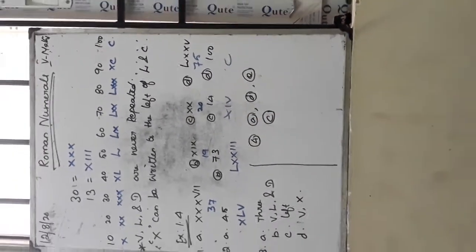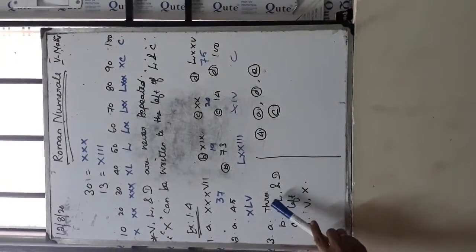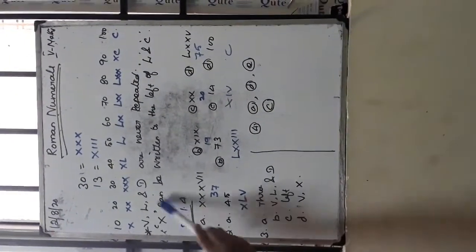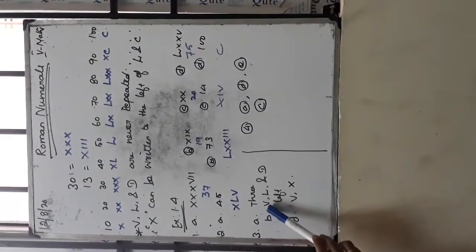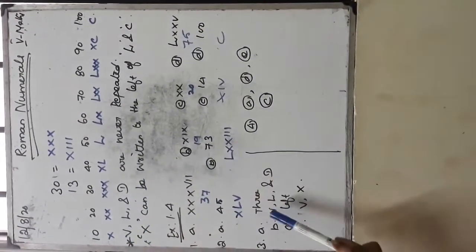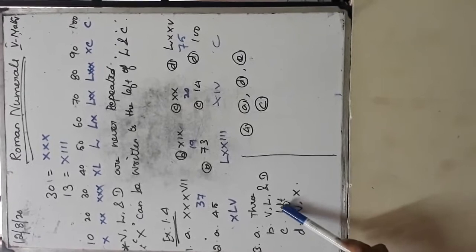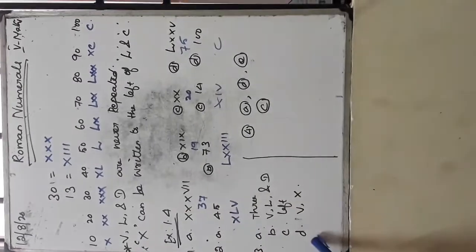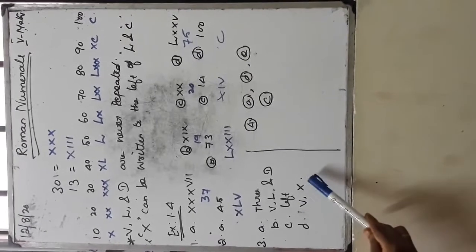The next subdivision is filling the blanks. First one: a symbol can be repeated how many times? 3 times only. So a symbol can be repeated 3 times only. Next one: the symbols V, L and D are never repeated. Next: the symbol X can be written to the left of L and C. Next: the symbol I can be written to the left of V and X.